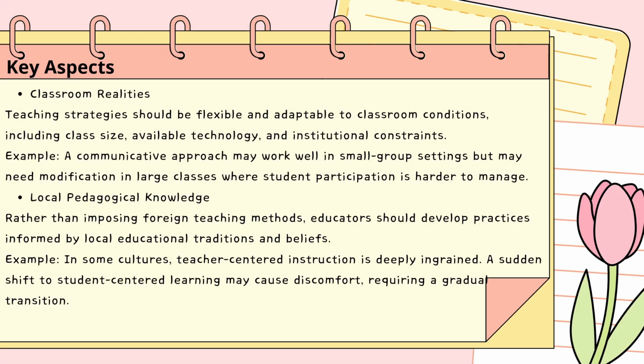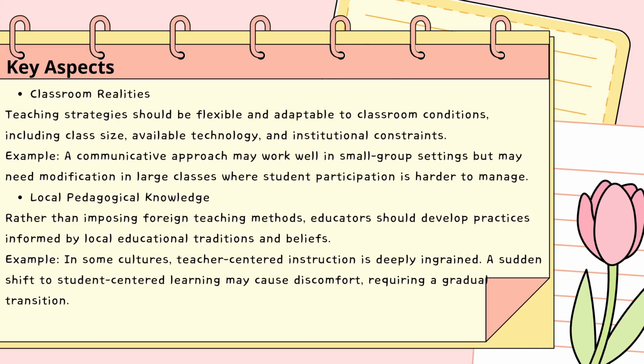And then the classroom realities. Teaching strategies should be flexible and adaptable to the classroom conditions, including class size, available technology, and institutional constraints. For example, a communicative approach may work well in small group settings, but may need modifications in large classes where the students' participation is hard to manage. So, like the large class in public school, maybe have 30 or 50 students in the class.